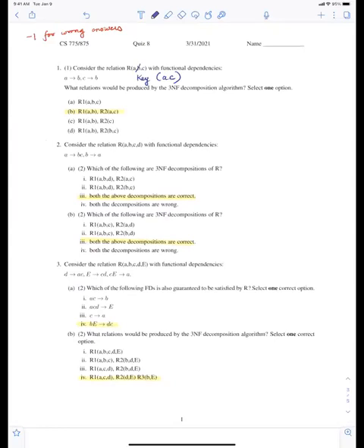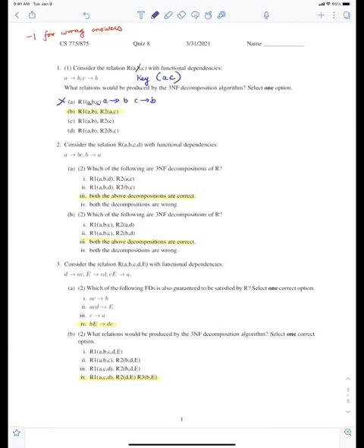So when the key is AC, you can start looking at the options. The very first option, R1 goes to ABC, is very easy to eliminate. In R1 equal to ABC, you have 2 functional dependencies, A going to B and C going to B. In both cases, the left-hand side is not the key and B is a non-prime attribute. So it can't be the first option.